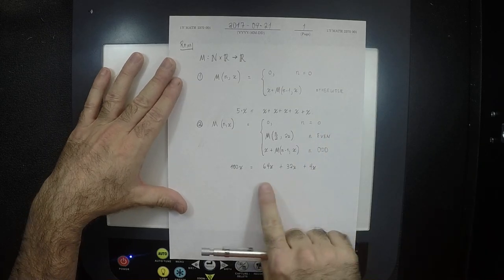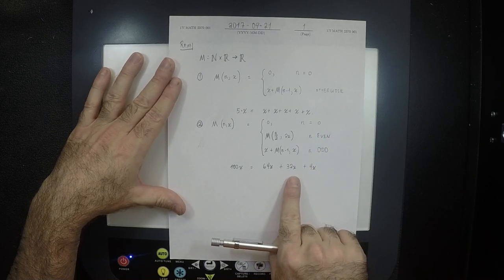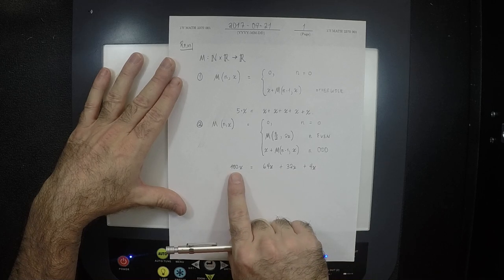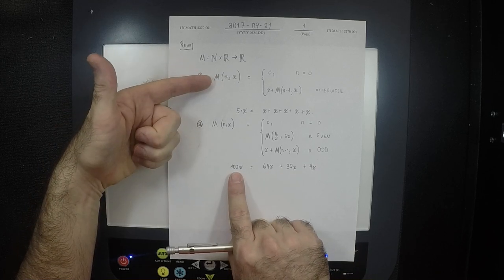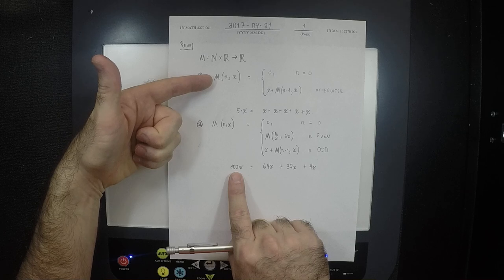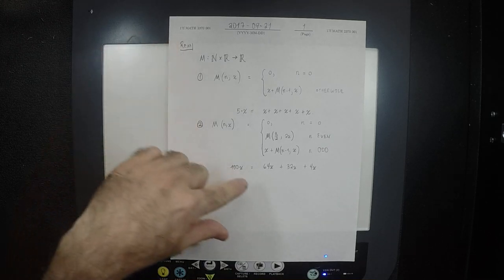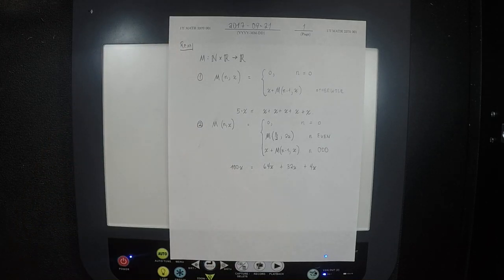So what I want you to see about this is that if we had done 100x with the old style, we would have to have written 99 pluses, right? But with this new style, this is sufficient. Okay, with 3 pluses. So that's the reason to do it this way, because it occurs significantly faster.